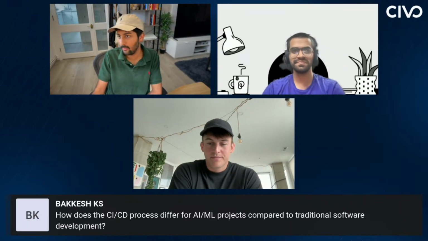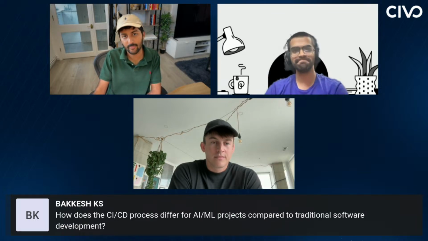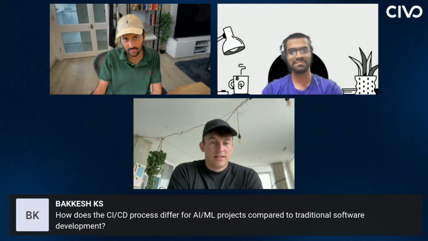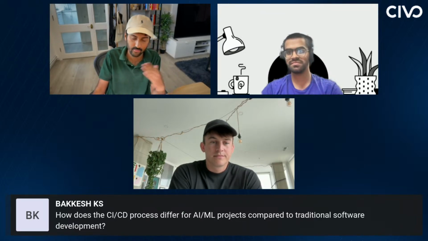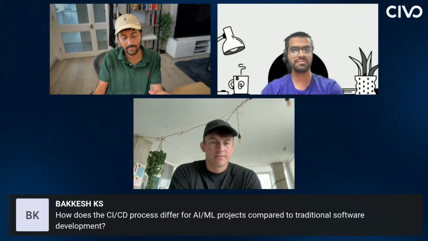How does the CI/CD process differ for AI/ML projects compared to traditional software development? I'd let other people chime in, but there are some other steps, like Sava mentioned in the beginning, like data validation, model training. There's also hyperparameter tuning, model validation, so on and so forth.